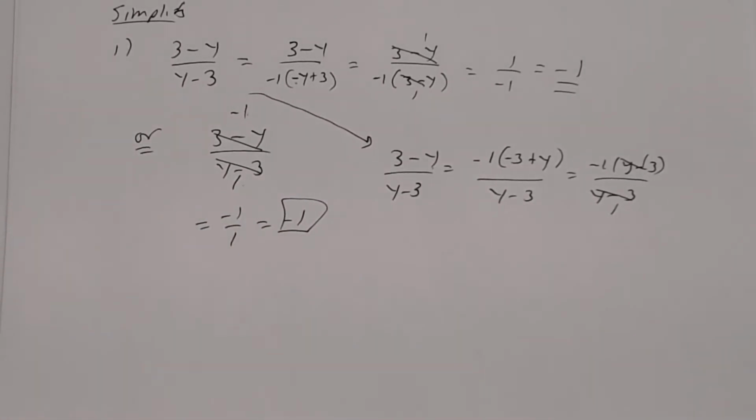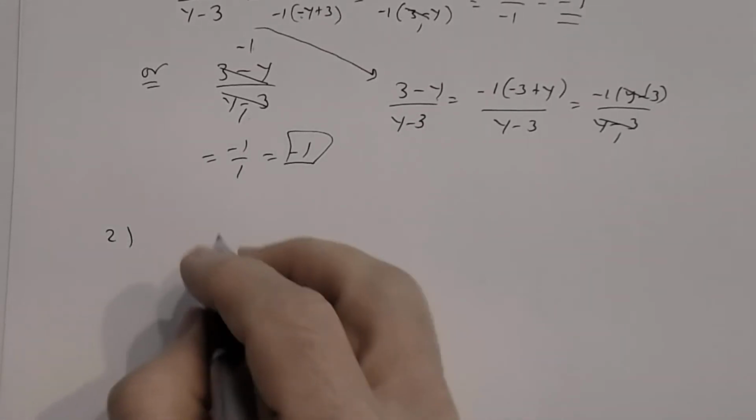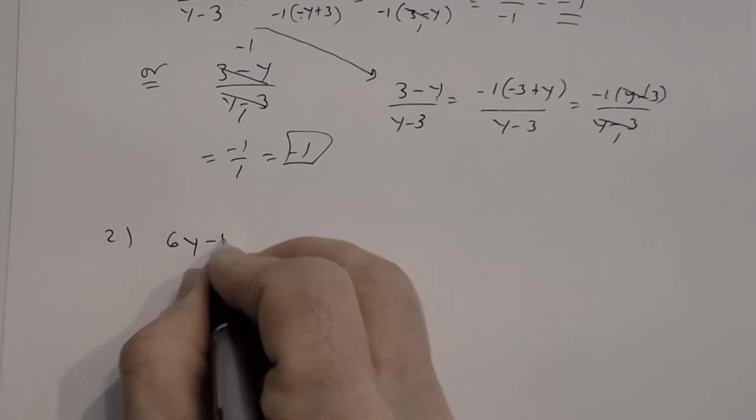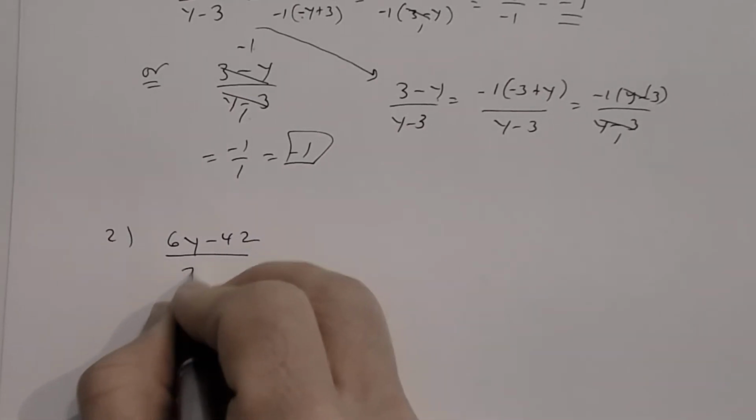Okay? All right, let's do number 2. Number 2, we have 6y minus 42 divided by 7 minus y.